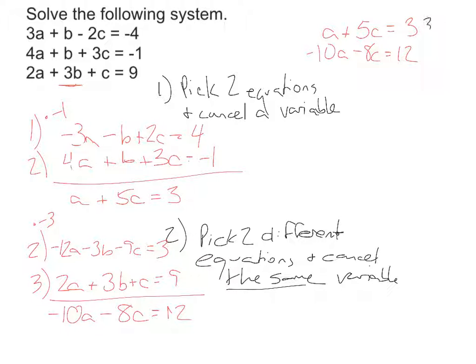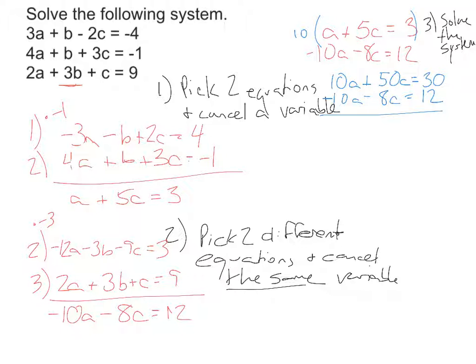So in step 3, solve the system, just like we've been used to. All right, it looks like I can take the top one times 10, that top equation times 10. So 10a plus 50c equals 30, and -10a minus 8c equals 12. 50 minus 8 gives me a 42c. 30 plus 12 gives me 42. So look, c is 1.